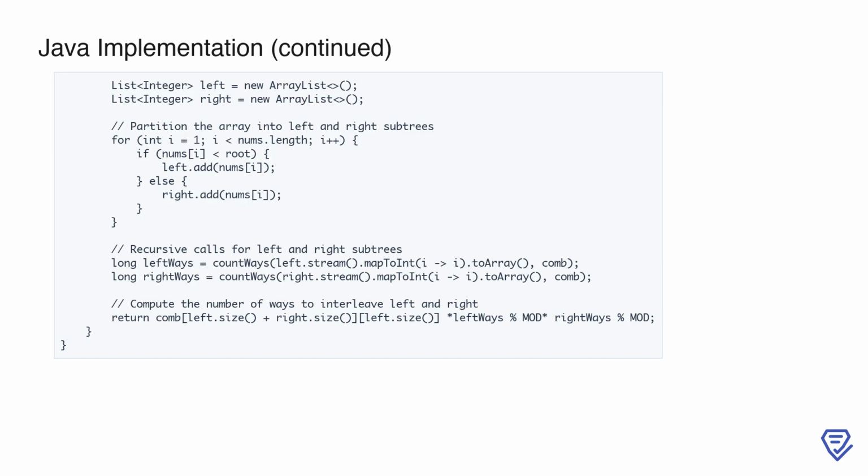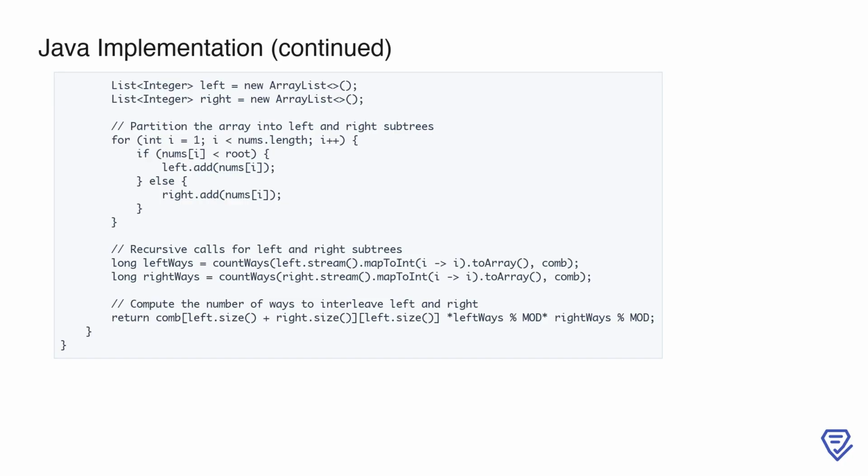Now, in the recursive countWays method, we first handle the base case. If the input array nums has 2 or fewer elements, there is only one way to form the BST, so we return 1. For larger arrays, we take the first element, nums[0], as the root of the tree. Using this root, we partition the remaining elements into 2 lists, left for elements smaller than the root and right for elements greater than or equal to the root. This is achieved through a simple loop that iterates over the array.